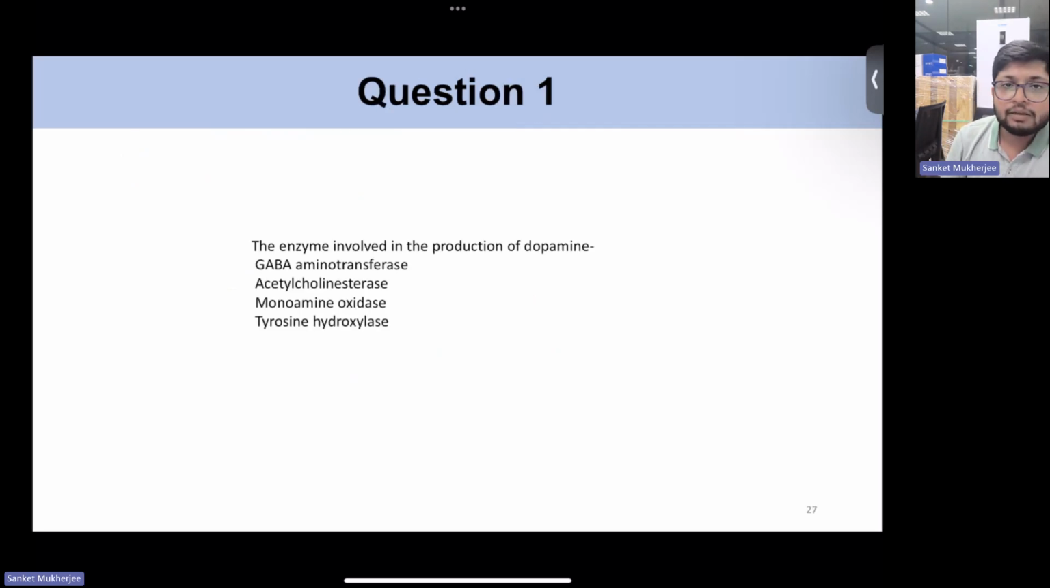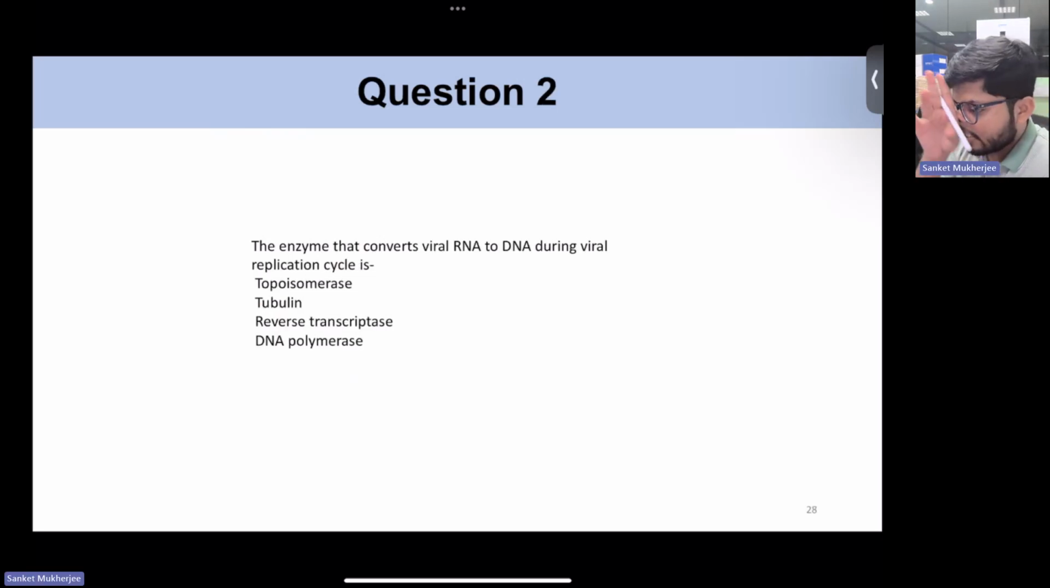Now we will be discussing the questions for this week. The enzyme involved in the production of dopamine is GABA aminotransferase, acetylcholine esterase, monoamine oxidase, or tyrosine hydroxylase. So the answer to this would be tyrosine hydroxylase. The enzyme that converts viral RNA to DNA during the viral replication cycle is topoisomerase, tubulin, reverse transcriptase, or DNA polymerase. It's actually reverse transcriptase.